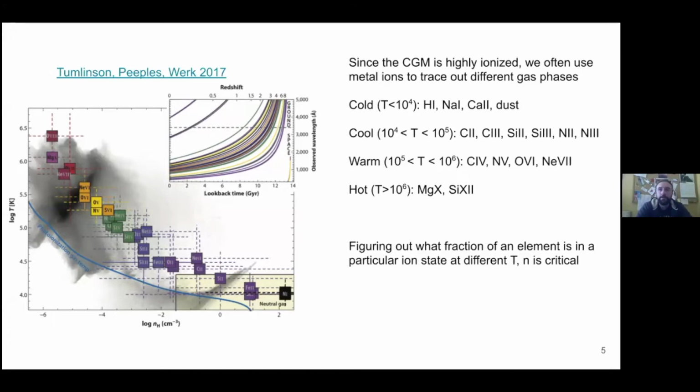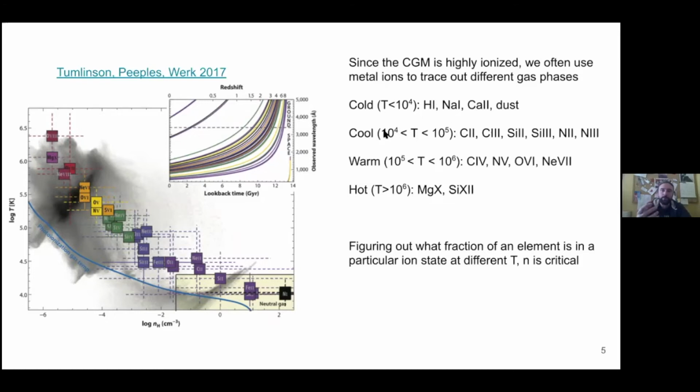And the way to really get at what kind of gas you're looking at is hard to do with just hydrogen, which is the most common element, so it's the nicest in some ways. But if you want to look at hot gas, hydrogen can only be ionized once. So if we want to look at gas that's really hot, we're going to want to use something a little bit more sensitive. So we usually use metals as tracer particles. These are our most standard tracers here, and we use them to trace out different gas phases.